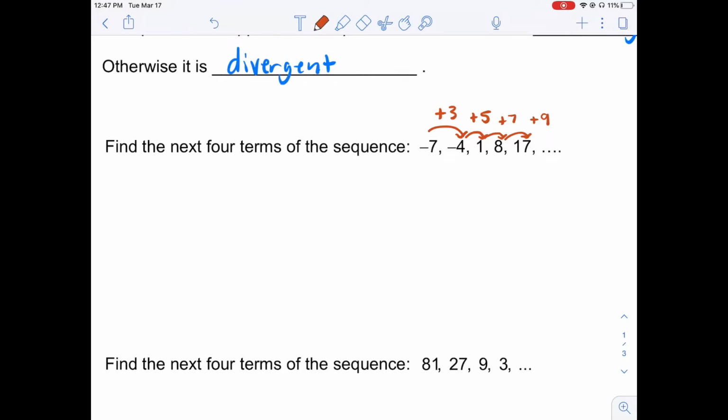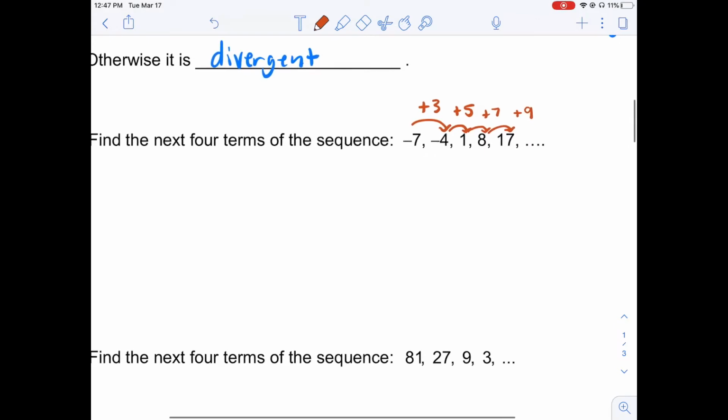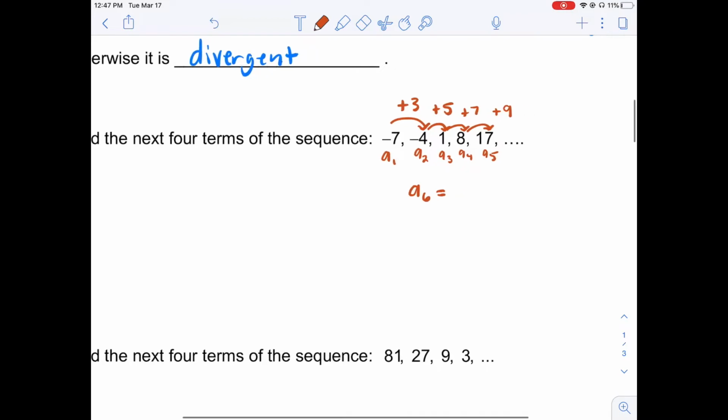So if I wanted to find the next 4 terms, this term is A1, -4 is A2, A3, A4, A5. So the next term would be A6, and A6 would be, I would have to take the term before, 17, and I would have to add the next odd number, which would be 11. So that makes term A6 28.